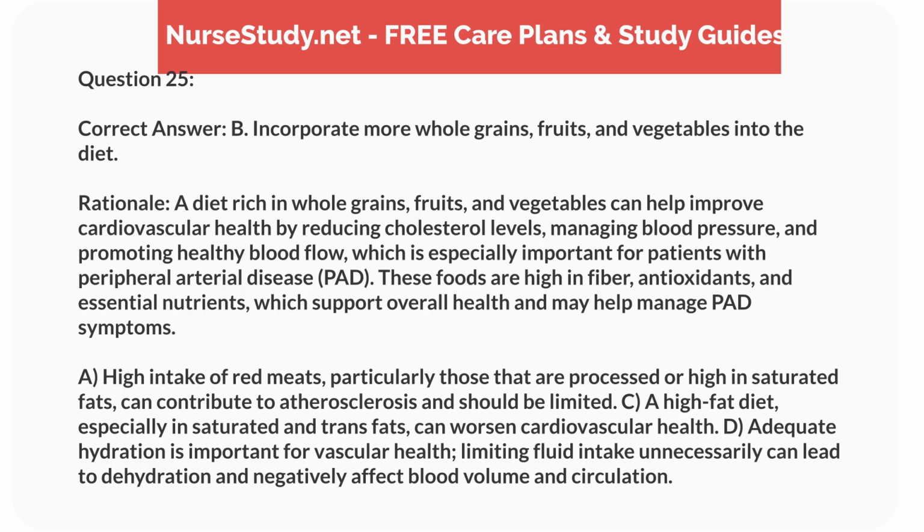Rationale: A diet rich in whole grains, fruits, and vegetables can help improve cardiovascular health by reducing cholesterol levels, managing blood pressure, and promoting healthy blood flow, which is especially important for patients with peripheral arterial disease, PAD. These foods are high in fiber, antioxidants, and essential nutrients, which support overall health and may help manage PAD symptoms.